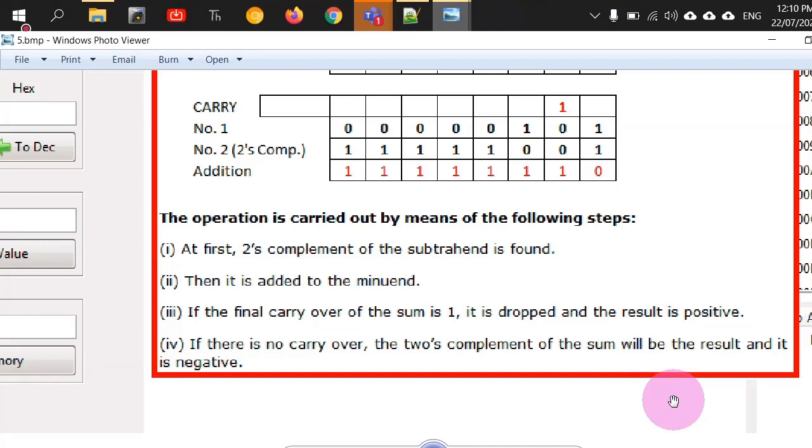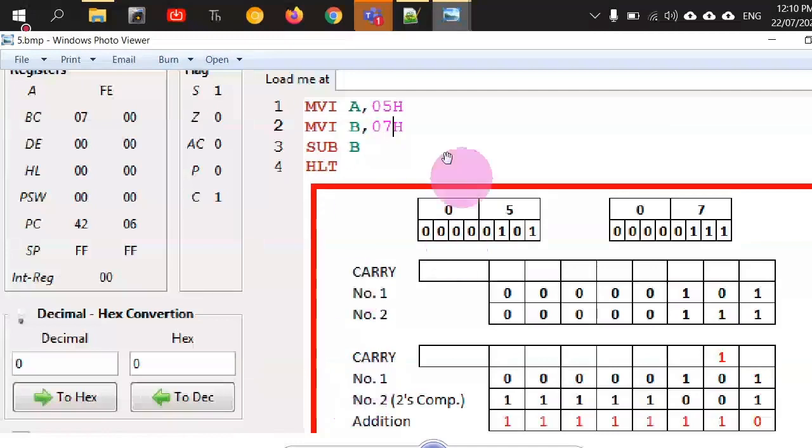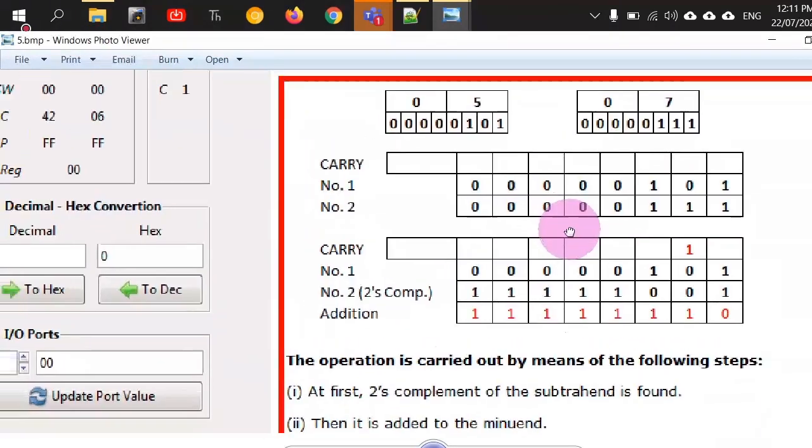Yes, sir. So now let us come to the program that we have made. We have done a simple thing. We have kept 5 in A, 7 in B, subtracted them and then halted the system, executed the complete program, and got the results. Now the results, as you see here, happen to be this.